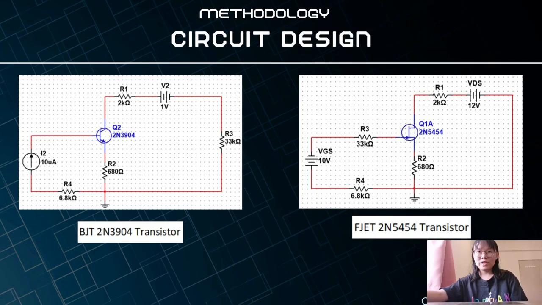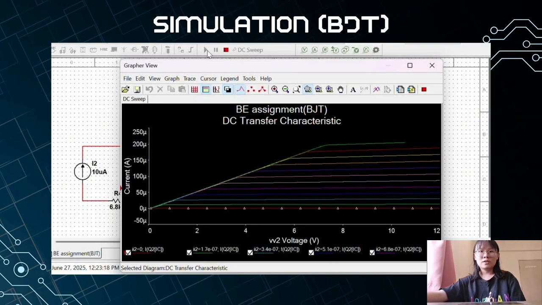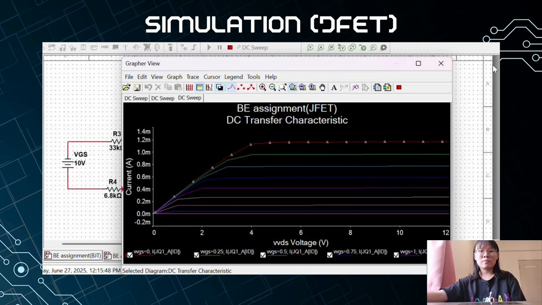Thank you. Today I will talk about the analysis of two key transistors, one using the 2N3904 BJT and the other with the 2N5454 JFET. We will cover their operating principle, critical calculations, and simulation validation to understand their behavior in real-world applications. This is our simulation of the 2N3904 BJT from Multisim, and this is our simulation of the 2N5454 JFET from Multisim.